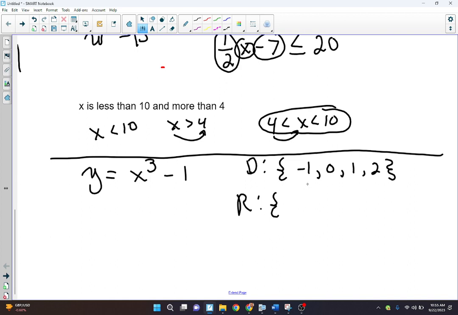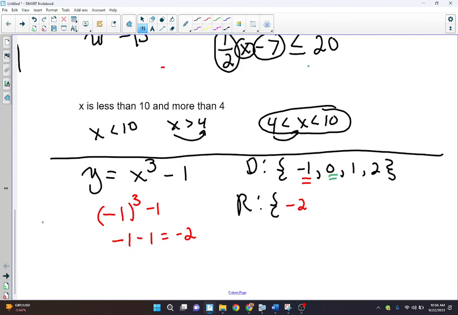So the range in this case is the answer to each question when I plug in the domain. So for example, -1 to the third power minus 1. I'm taking this number and plugging it into the equation. -1 times -1 times -1 ends up being -1. So -1 minus 1, -2. So that one's a -2.